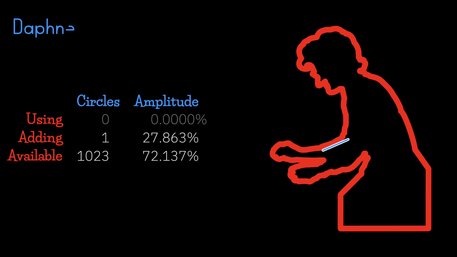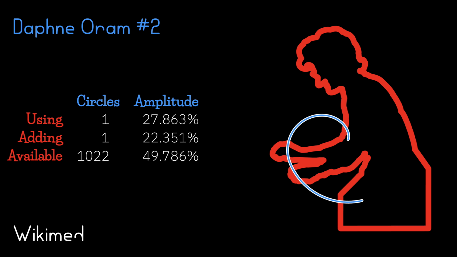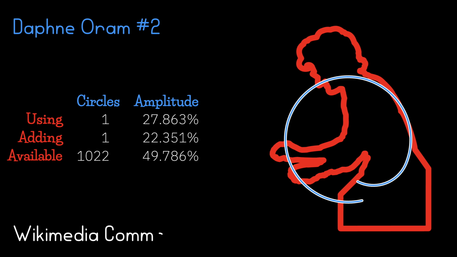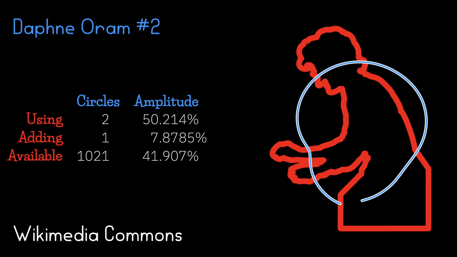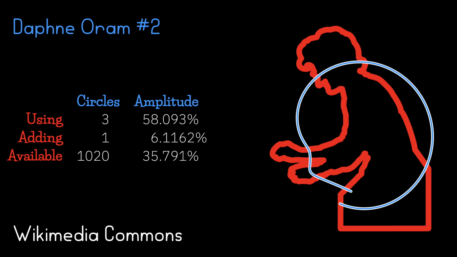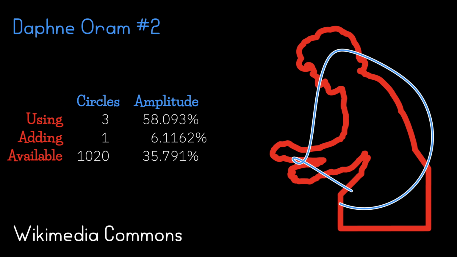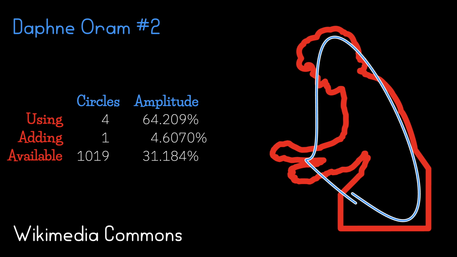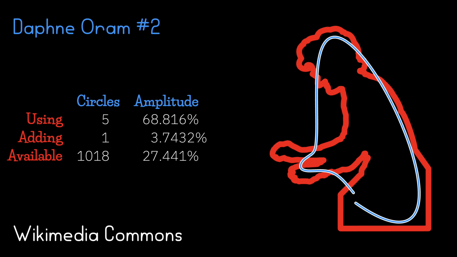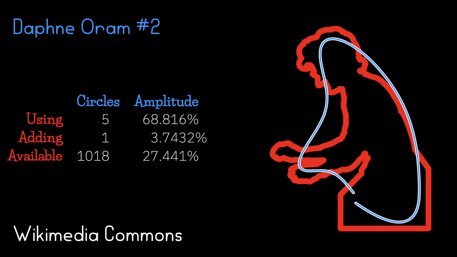Okay, that was way too easy. Let's try something a little more exciting. Now, I know what you're thinking. Who is Daphne Oram? And just how many silhouettes of her do we have? Well, the good news, you can learn everything you need to know about her from Wikipedia.